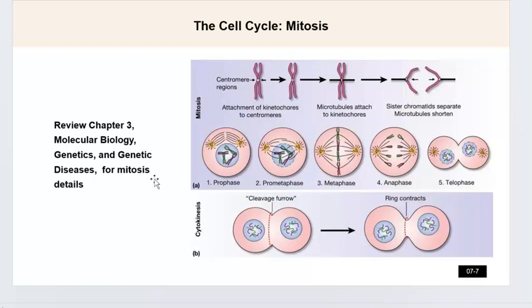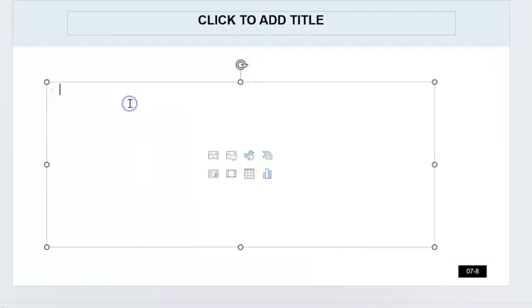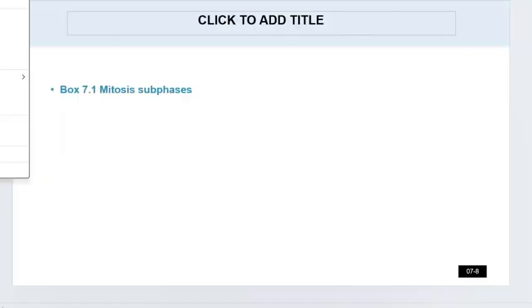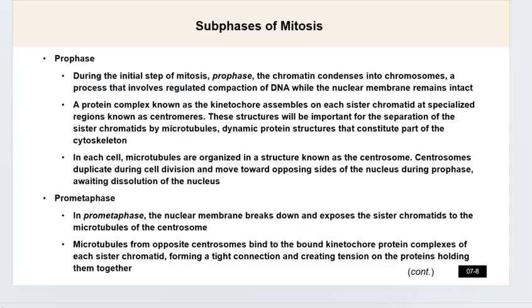So in your book, mitosis is seen in 5 distinct subphases, which are prophase, prometaphase, metaphase, anaphase, and telophase, and they are described in box 7.1. So if you go to, I'll add that as a slide here, box 7.1, mitosis subphases is worth spending a little time on, right? Oh, I thought I had slides for that. Just ignore me. There we go.